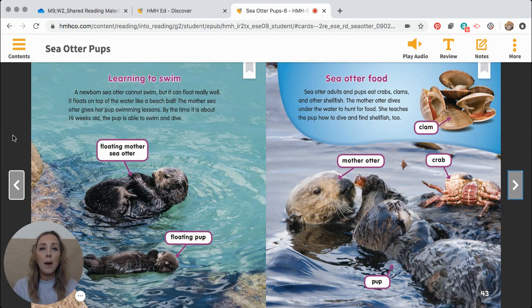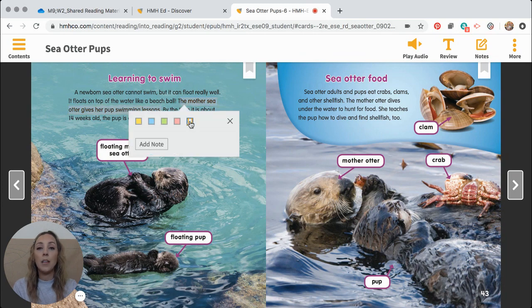All right, thinking about how mother sea otters help their pup, I want you to underline or highlight the sentence that tells you another example of how they help their young. Excellent. So you should have underlined or highlighted the sentence right here that starts with the mother sea otter gives her pup swimming lessons, right? So I'm going to underline that. And that sentence is another example.